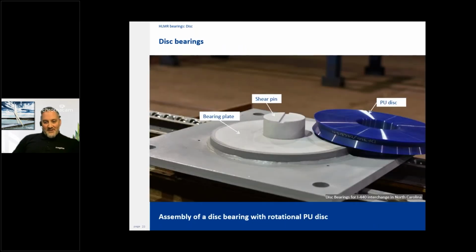And just to show you what the assembly might look like there, pin in the middle, the disc simply sits there in the space that's sort of the lighter color gray. That's where it would be installed.